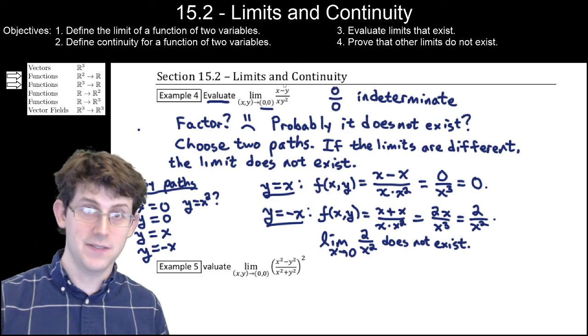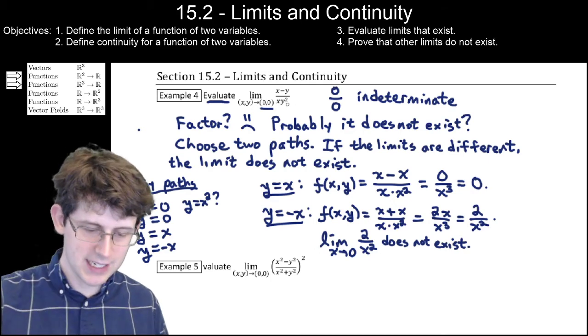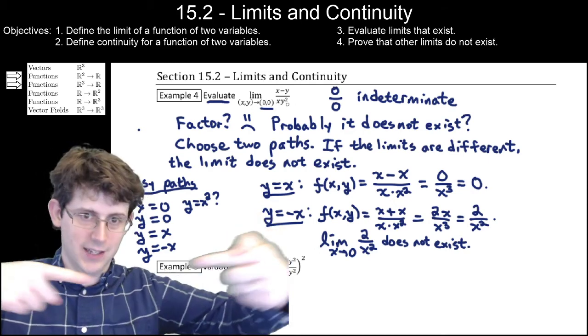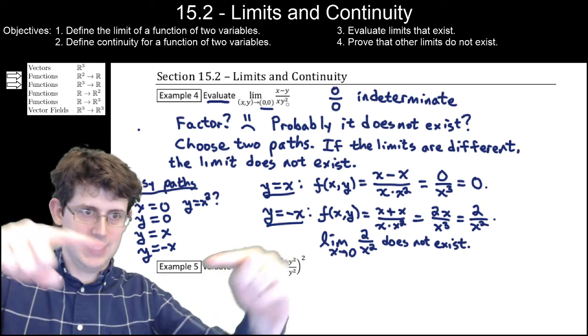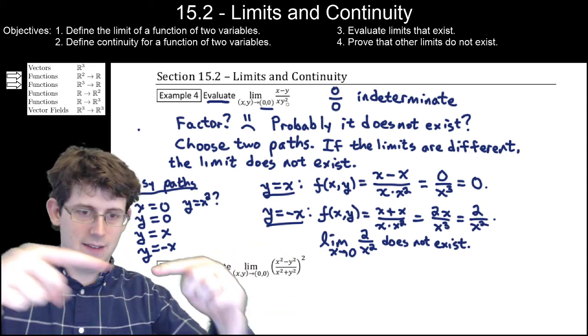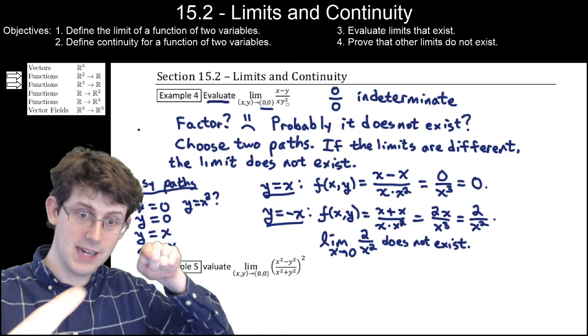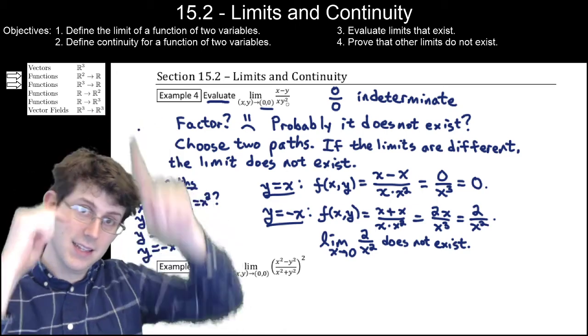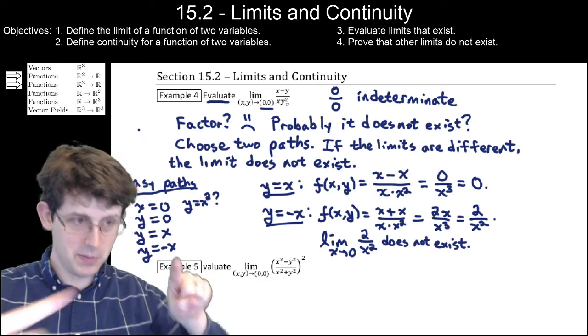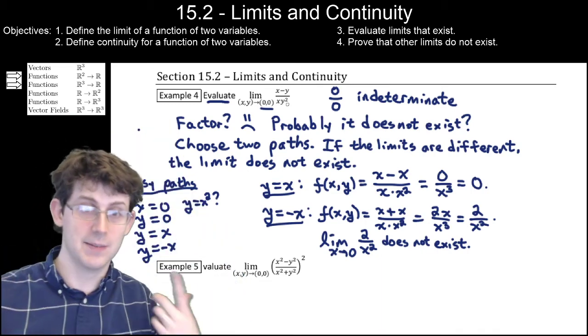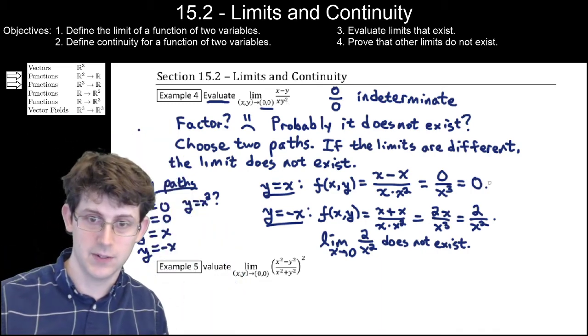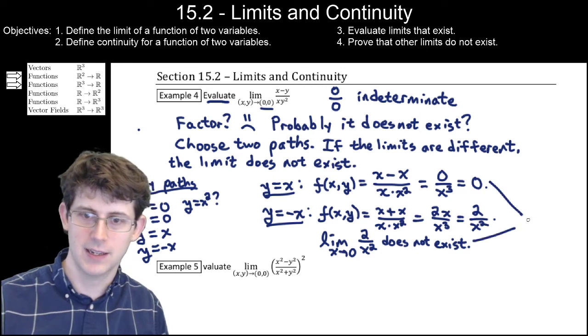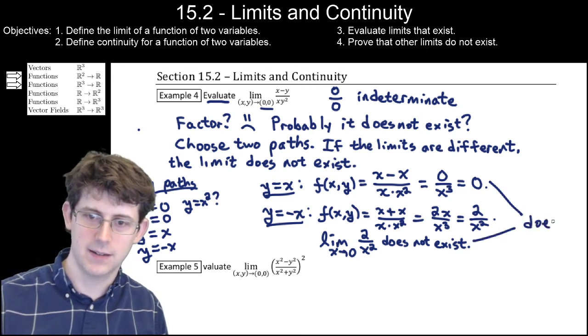So whatever this surface is, if I come at 0, 0 from one angle, the surface heads to 0. And if I come at 0, 0 from a different angle, the surface heads to infinity. So if you go to different places from different directions, then the limit does not exist. Since these were not the same, we say that the limit does not exist.